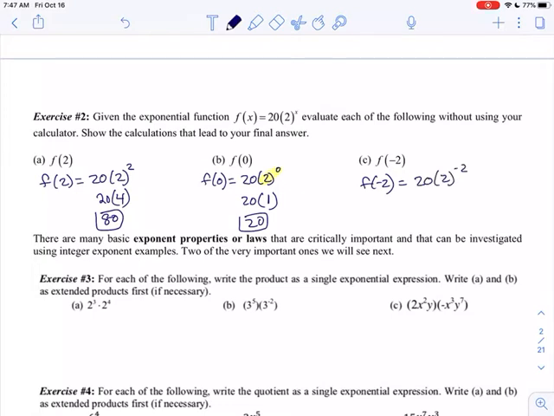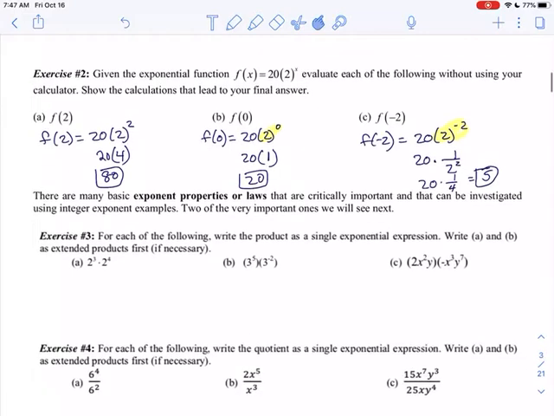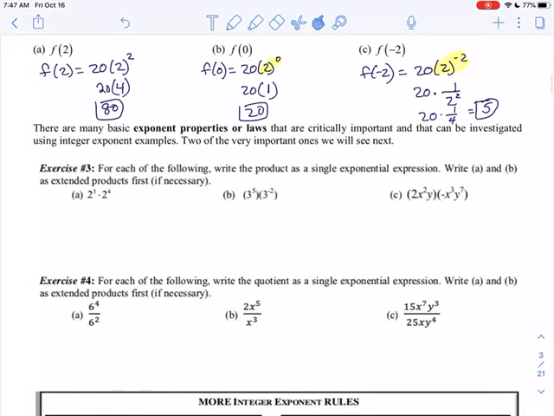And my last one, I have a negative. So I tried a positive, I tried 0, now I'm trying a negative. 20 times 2 to the negative 2. Well, I'm going to take this 2 to the negative 2, and I'm going to make it a positive exponent by making it 1 over 2 to the 2. And that would be 1 over 4, because 2 squared is 4. And again, I'm now multiplying that by the 20 that was in front, and I have 5.